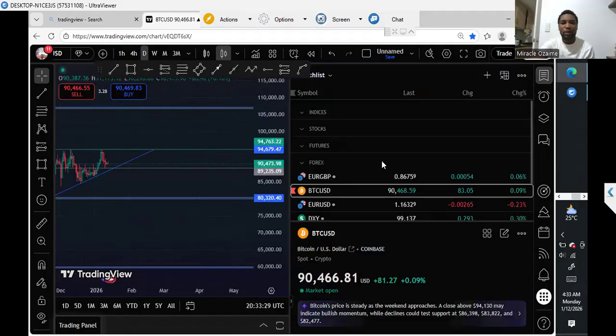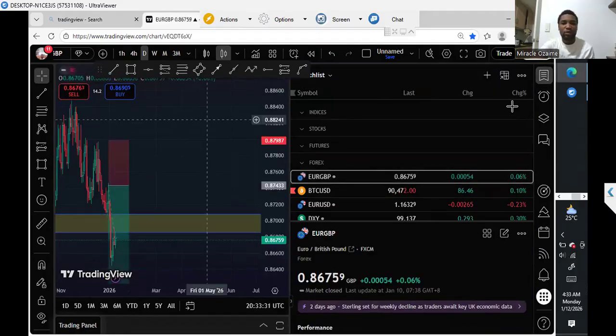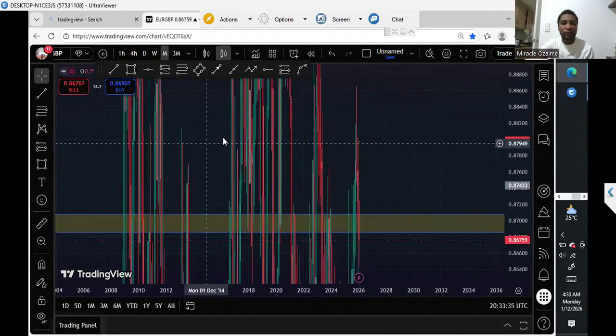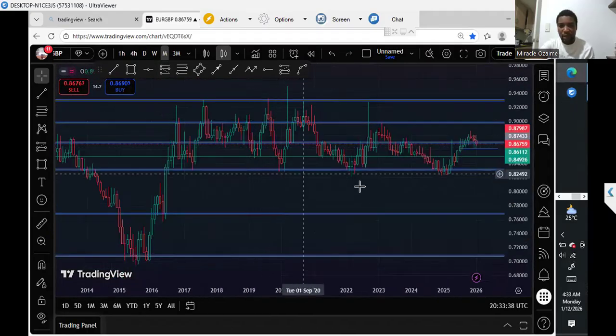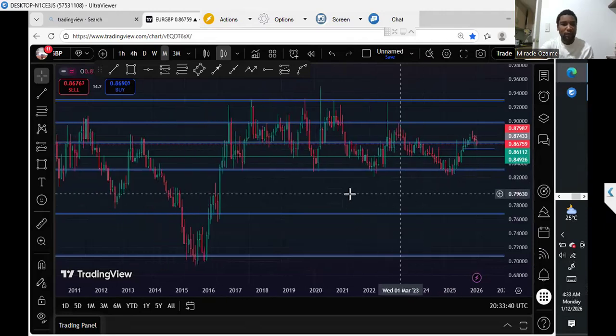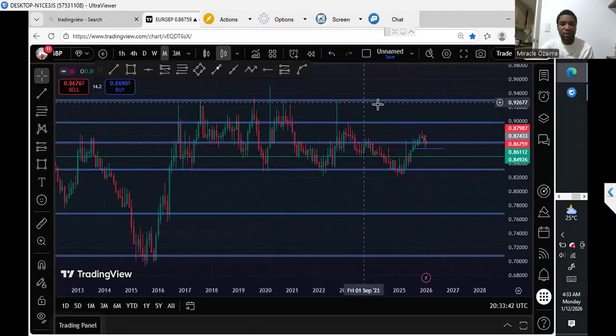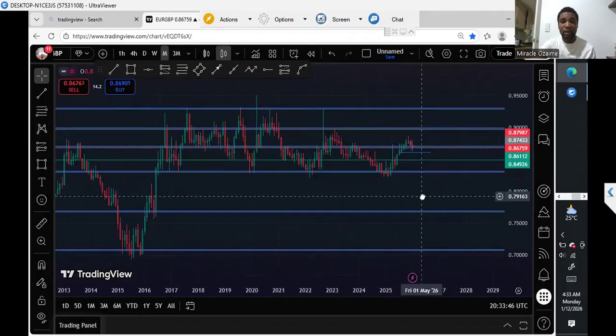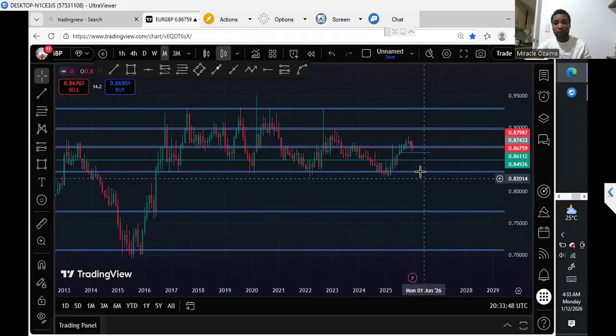So the next pair that I'll be looking at is Euro GDP. Euro GDP on the monthly time frame, I'm going to check what the monthly candles are doing. Initially I was looking for this correction around this area. This pair is quite looking consolidative. I was looking for a correction.